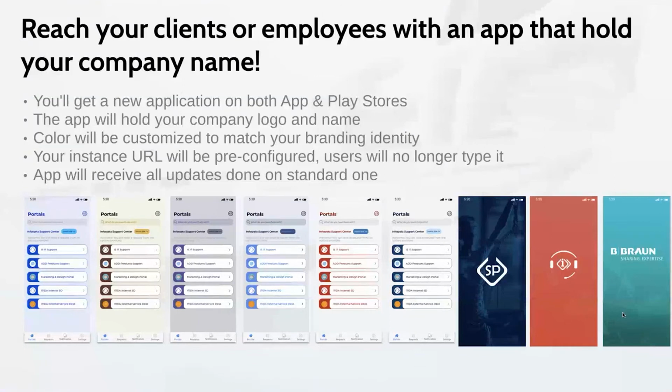Also with branding solution, the URL is pre-configured, so users are no longer needed to enter the base URL of Jira or the portal URL. It's pre-configured, and the user will only need to enter the username and password provided. And also the app will receive all the updates done on the standard one. Okay, so any feature we support on the standard one will be automatically available on the brand application.